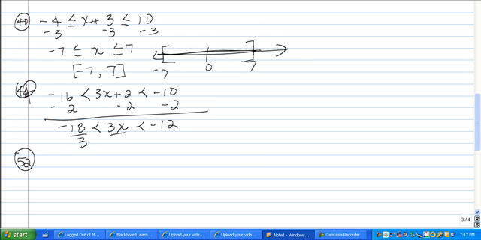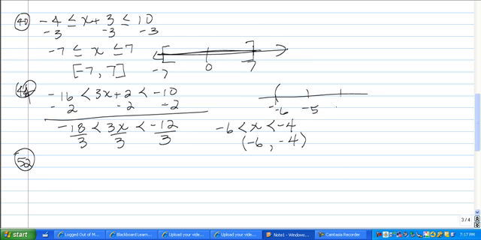Divide everything all the way across by 3. We get negative 6 is less than x is less than negative 4. So that would be parentheses since we're not including the points. And let's see, I want a negative 6, negative 5, negative 4, negative 3, negative 7. Oops. And shade everything in between.